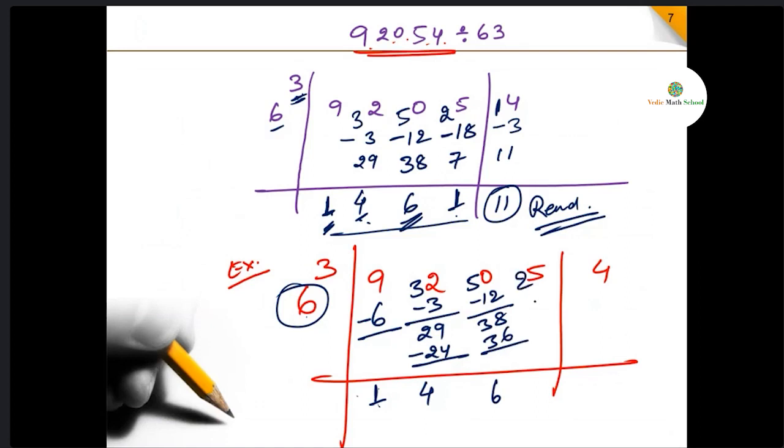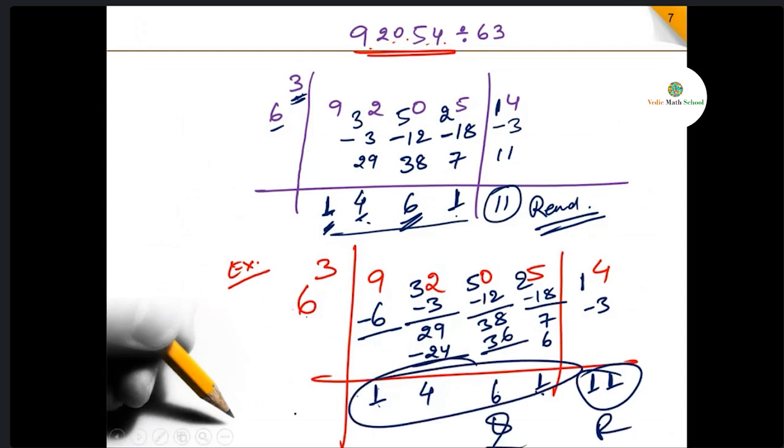Now, 6 3s are 18. 25 minus 18 is 7. And 7 will be divided by 6. How many times? 1. 6 1s are 6. What is the carryover? 1. Now, 1 with 3, 14 minus 3 is 11. So this 11 I'm writing here, and you don't have to divide with 6. Actually, this 11 will be written directly at the end. Whatever you got, just divide it. So this is called the remainder, and this is called the quotient.